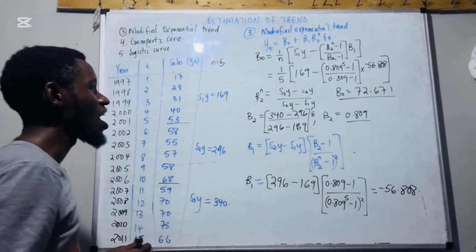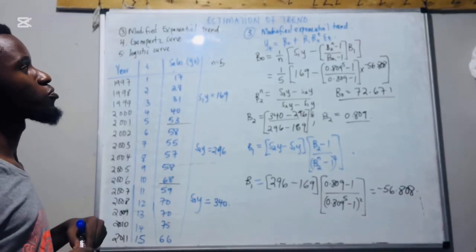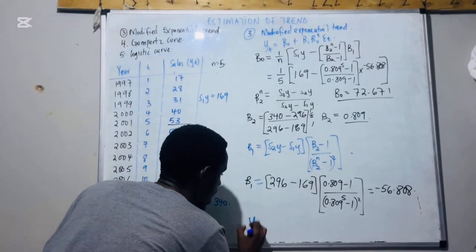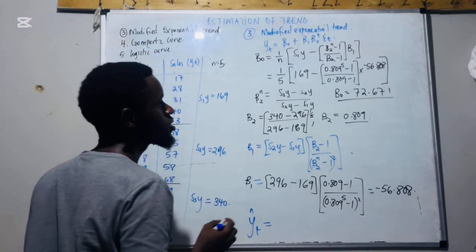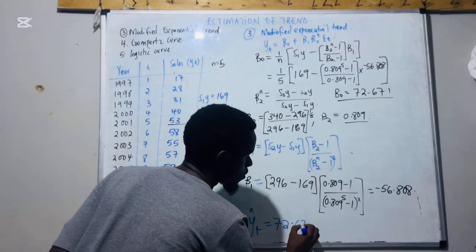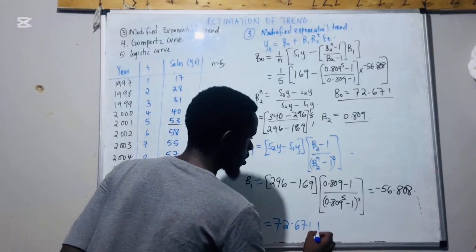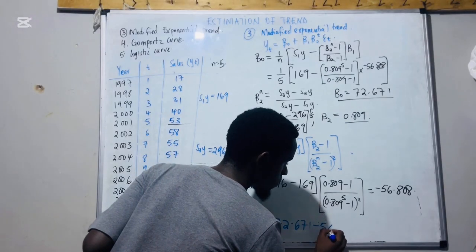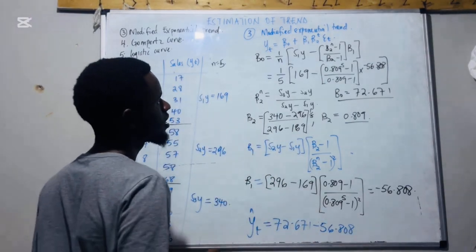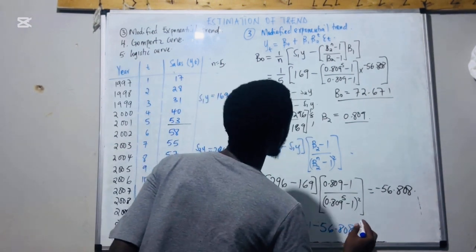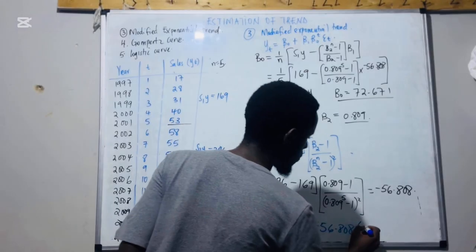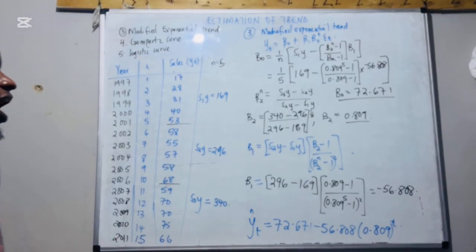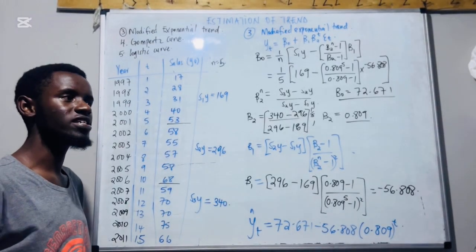For my answer I had my beta naught as 72.671, and by that I'm now able to write my modified exponential distribution. Since I have beta naught, beta 1, and beta 2, my yt will be beta naught, which is 72.671, plus beta 1, which is negative 56.808, times beta 2, which is 0.809, to the power t, and that is my modified exponential distribution. Remember, I come again to say that these things are simple.